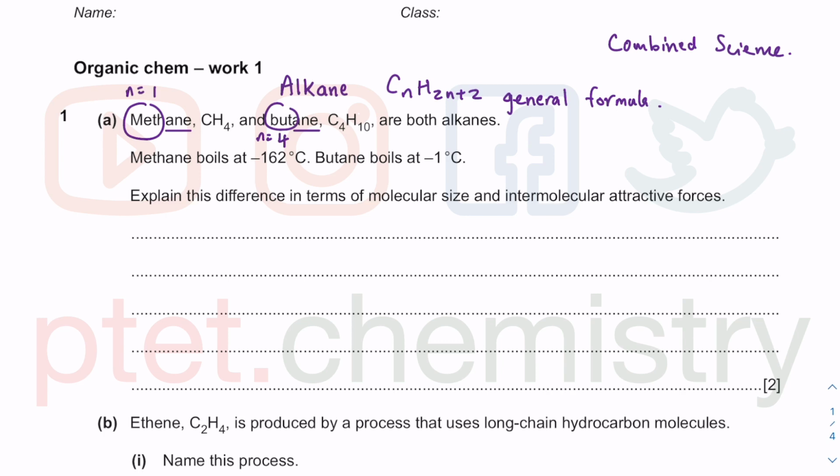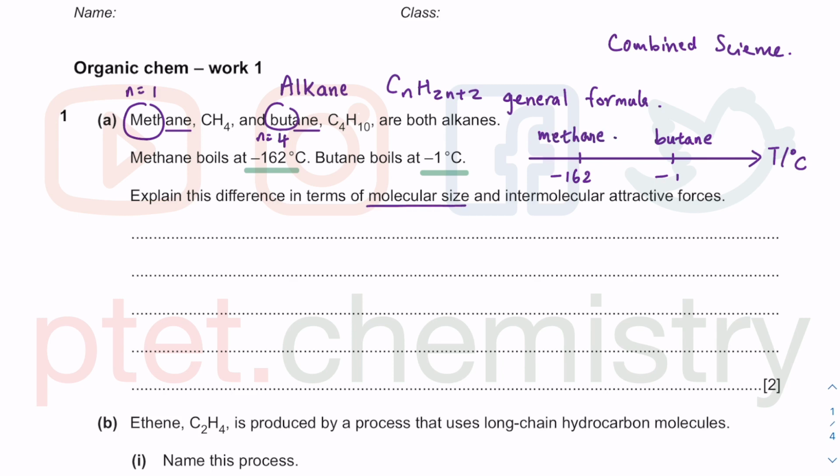What we are told here is that methane boils at minus 162 degrees Celsius, and butane boils at minus 1 degree Celsius. If we do a number scale of temperature, minus 1 is actually higher than minus 162. So we can see that butane has a higher boiling point than methane. In terms of molecular size, number 1. In terms of intermolecular attractive forces, number 2.